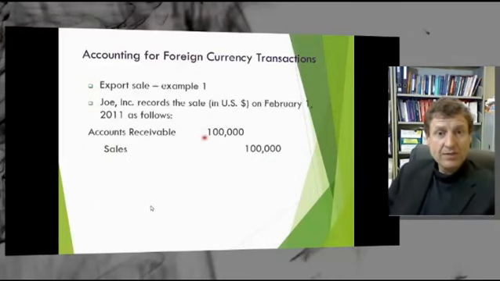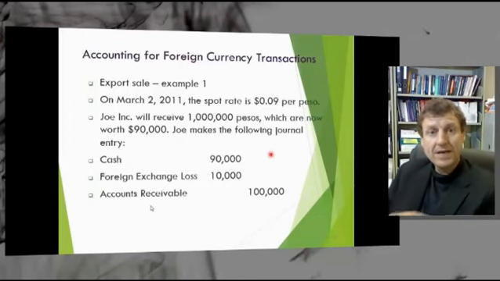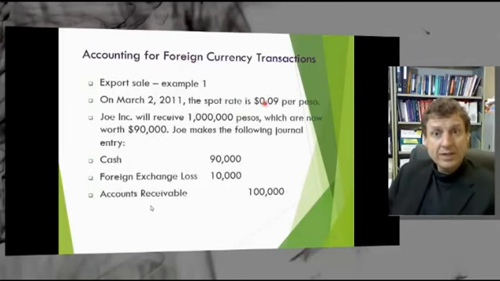Remember, the spot rate is basically the current exchange rate. So there we have accounts receivable and sales. You know that, all right? We've got accounts receivable debit, sales credit. That's recording the sale. What about the receipt? Well, we're only going to receive 90,000 in cash. So cash gets a debit of 90,000. You've got a foreign exchange loss of 10,000, and then you've got accounts receivable of 100,000 to credit. So you've got to close out the accounts receivable. You didn't receive all of that 100,000 in cash. The difference is a foreign exchange loss. If only we had known, we could have written a forward contract or an option to protect against this loss, right?